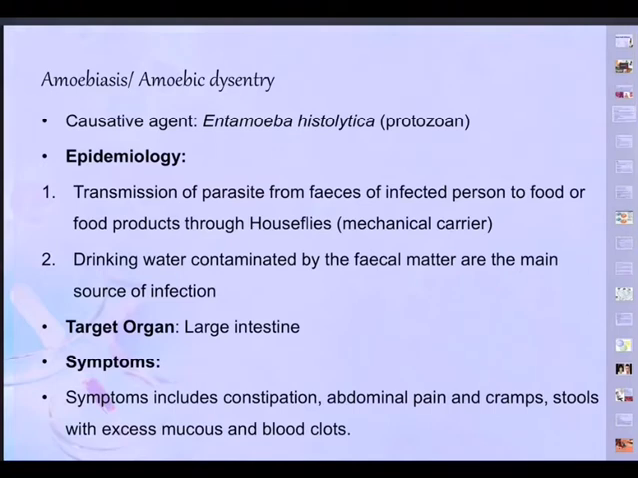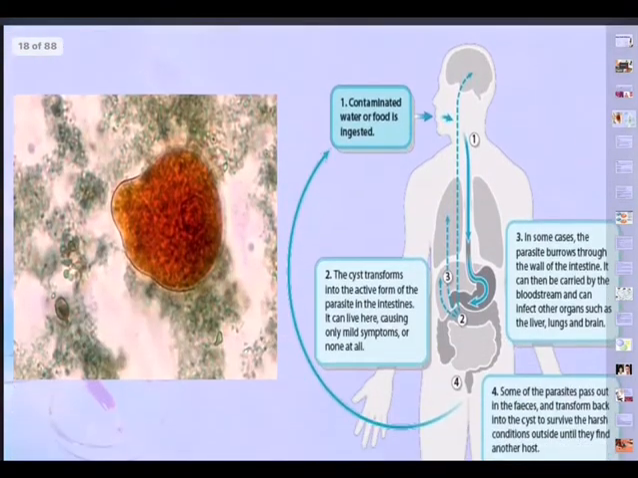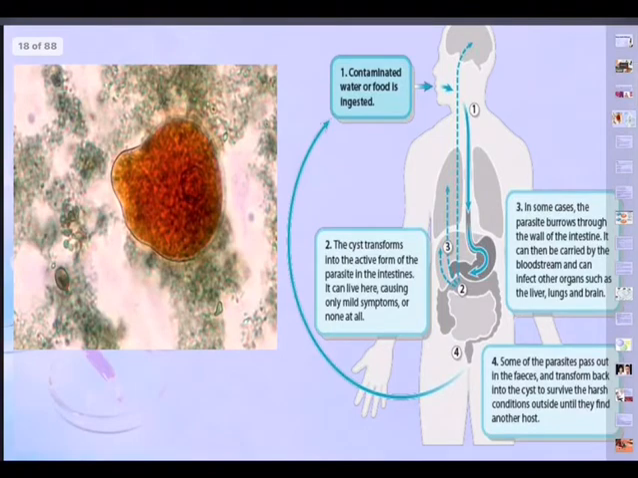And what is the treatment? Normally a tablet called metronidazole or tinidazole is prescribed. And look at how it gets spread from person to person.